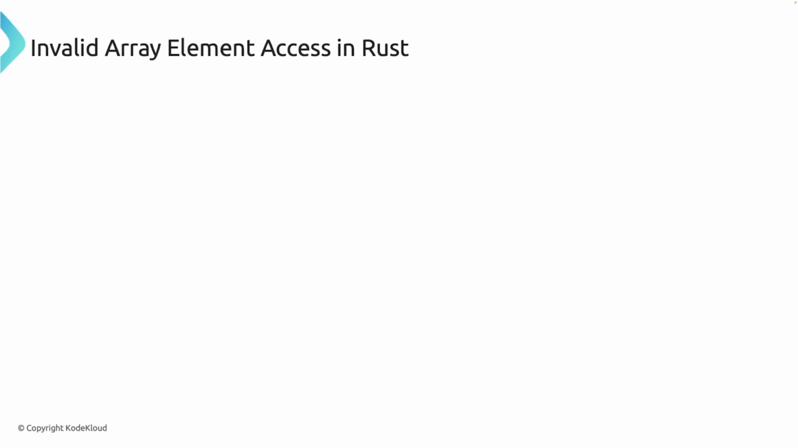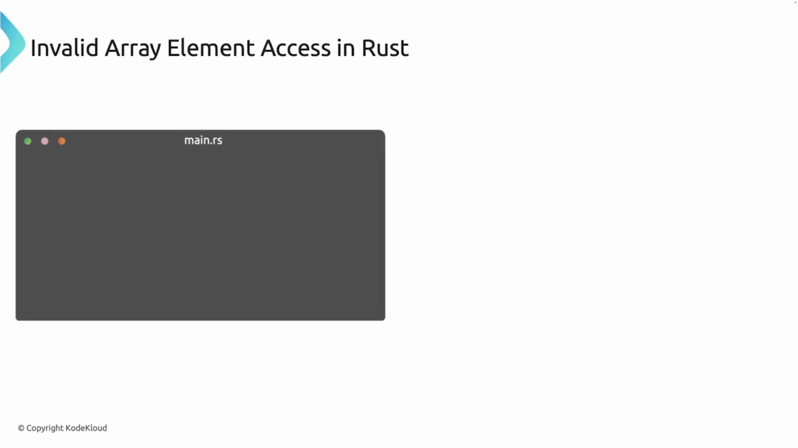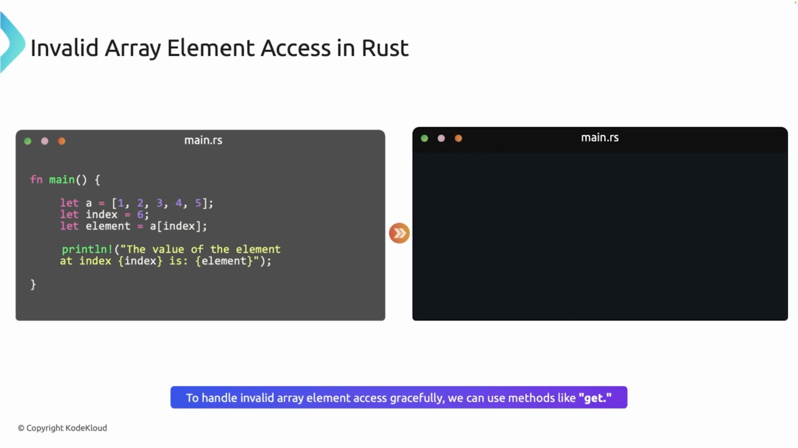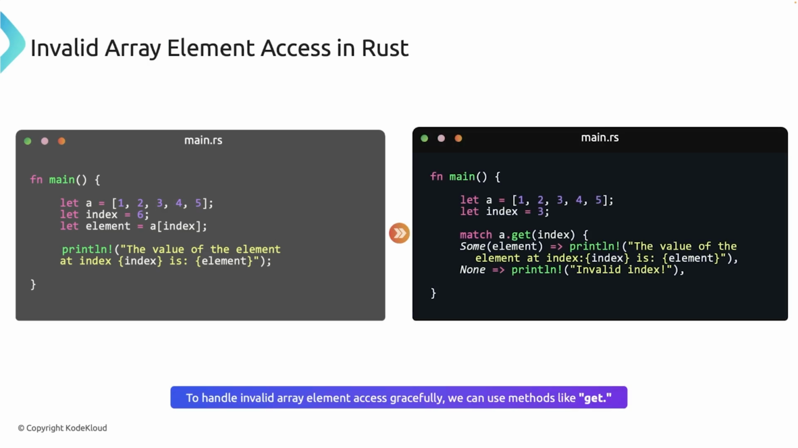To handle invalid array element access gracefully, you can use methods like get, which returns an option that you can match on to check if the index is within bounds. Here you can modify the example to handle out-of-bounds access safely. It is okay if you do not understand the code here, because we're going to dive into all of these topics later.